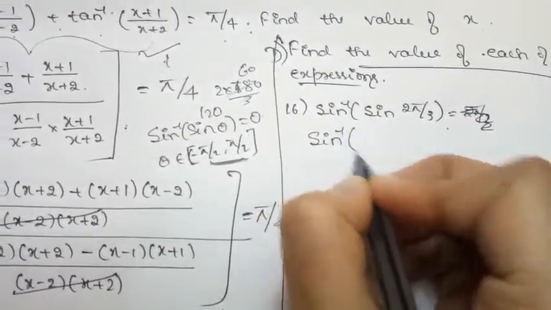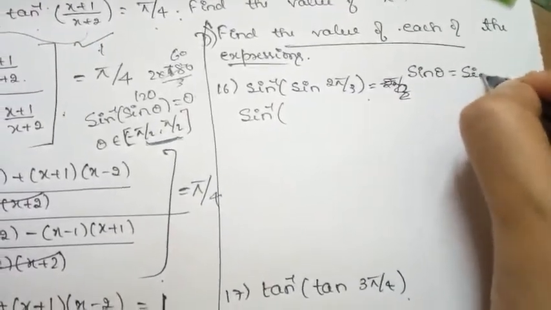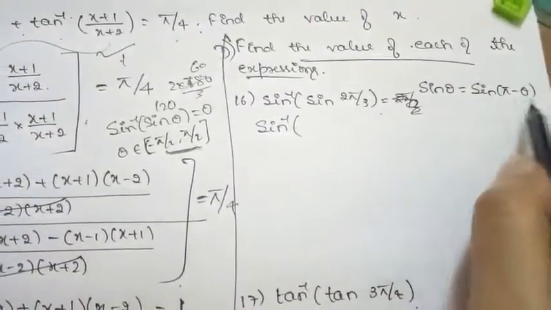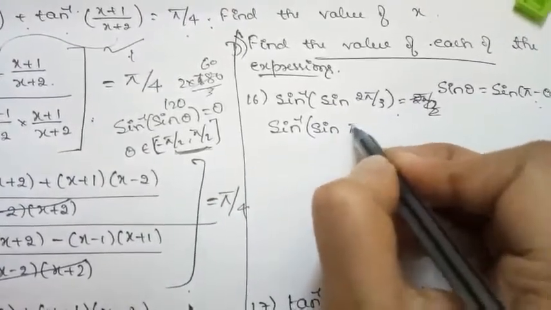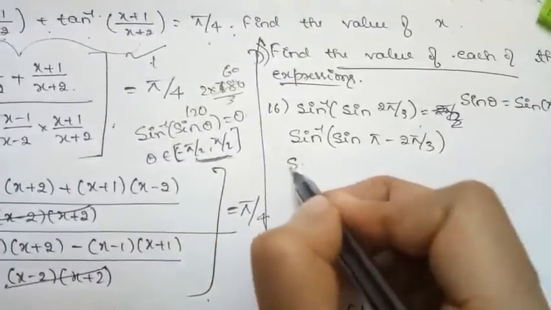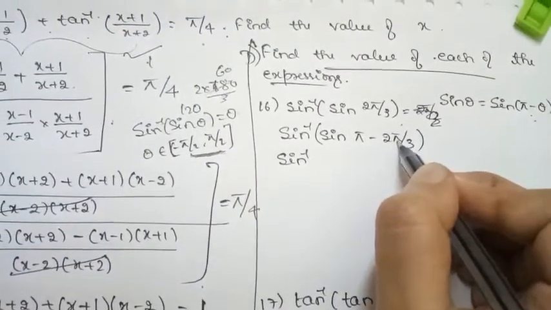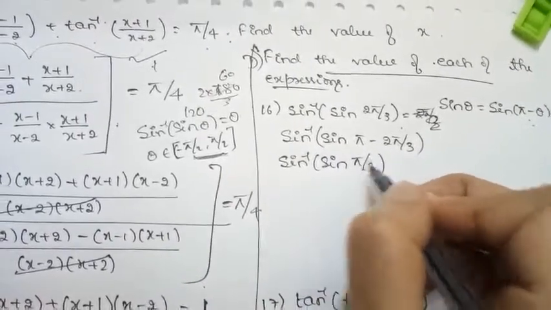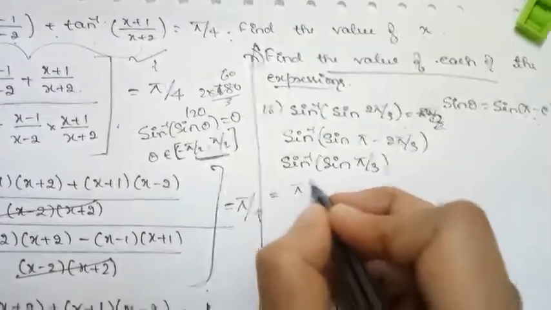So we know that sine theta is equal to sine of (pi minus theta). So I am using this identity here. I am writing sine 2 pi by 3 as sine of (pi minus 2 pi by 3). So sine of (pi minus 2 pi by 3) is nothing but sine pi by 3. So pi by 3 is coming within this interval. So I can write sine inverse of sine pi by 3 as pi by 3.